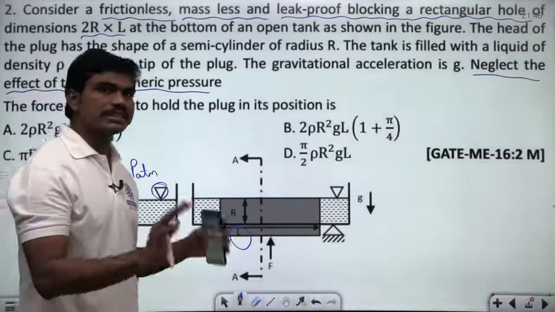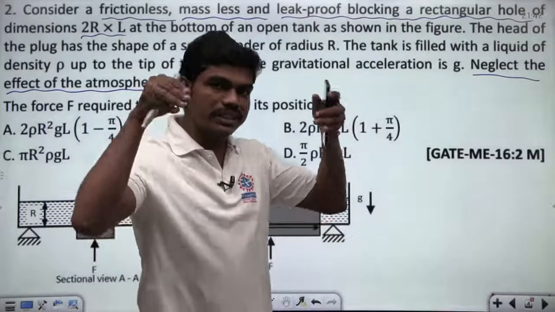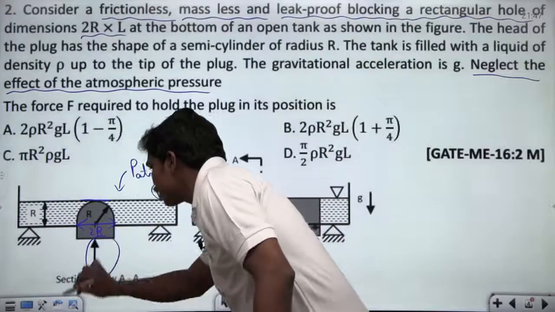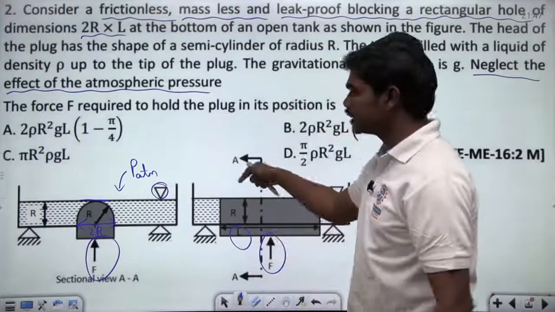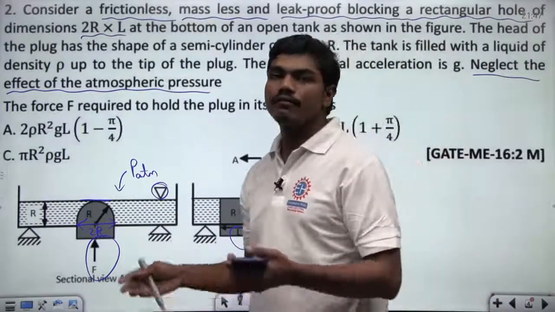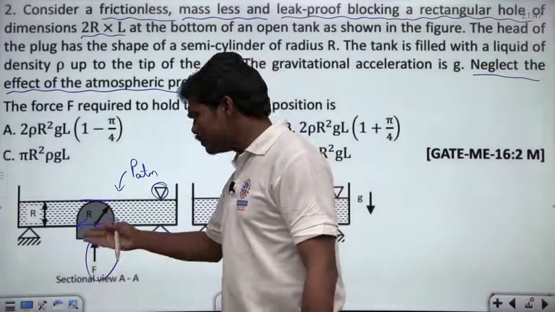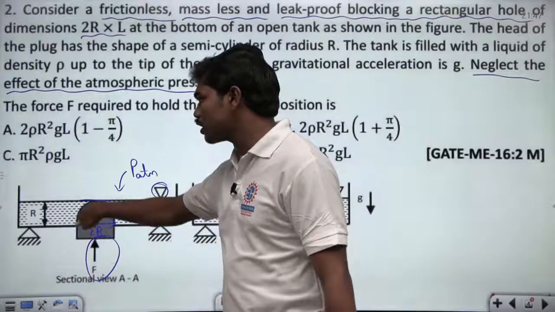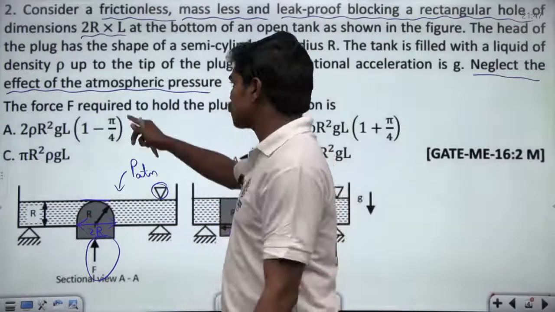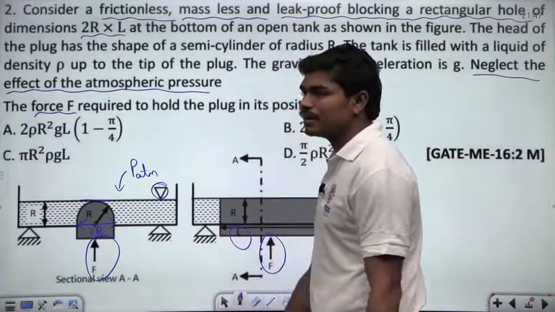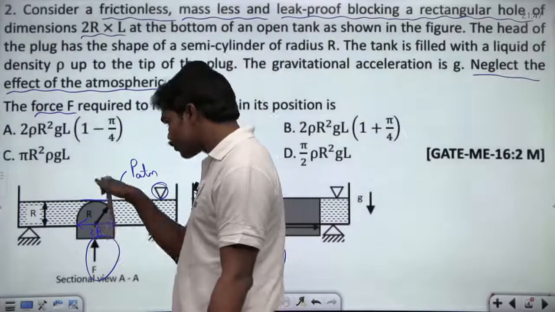Now, in order to hold the plug, when the fluid is trying to exert some downward force on this plug, definitely you require some upward force which is resisting this downward force of the fluid, correct? And for the plug to be stationary, this resisting force should be equal to, in the limiting case, the pressure force of this fluid. So the force F required to hold the plug in its position, in the limiting case, should be equal to the fluid pressure force, correct?